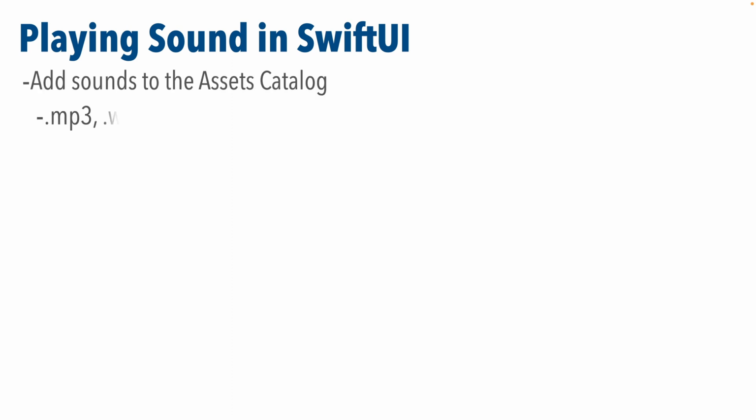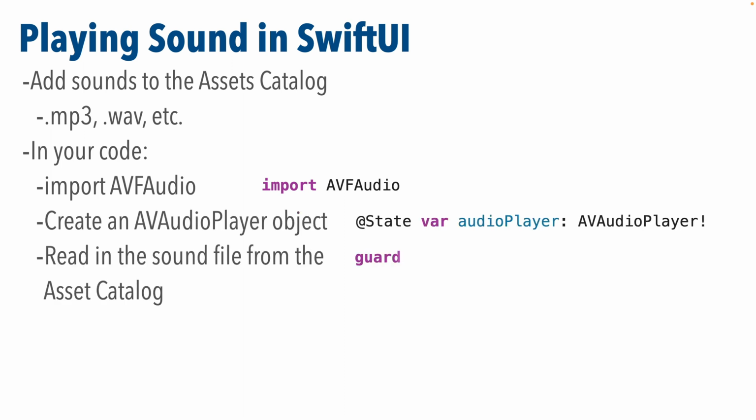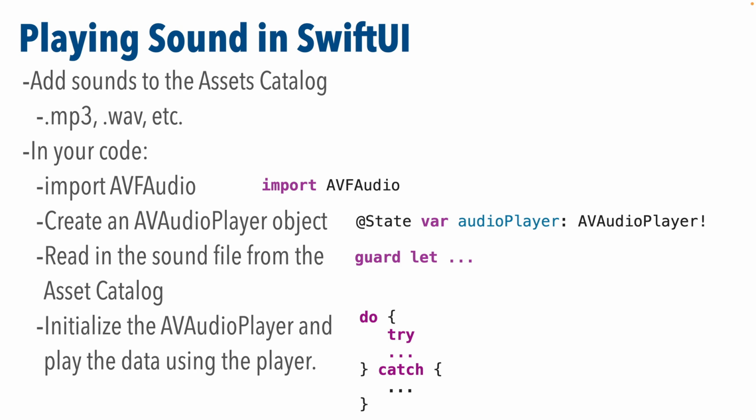Add the sounds to our assets catalog, then in our code, import AVFAudio, create an audio player object, read in the sound that we want to play from the assets catalog, and then play the data through the audio player. Now we've already added sounds in the asset catalog, so let's head over to our code.